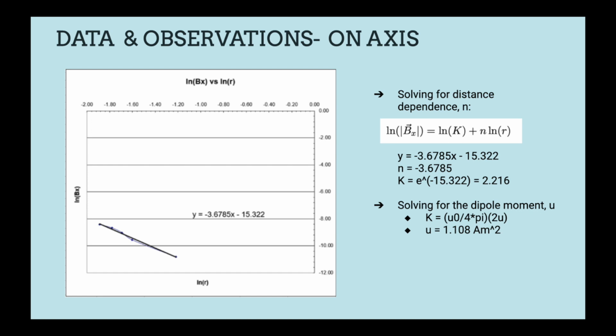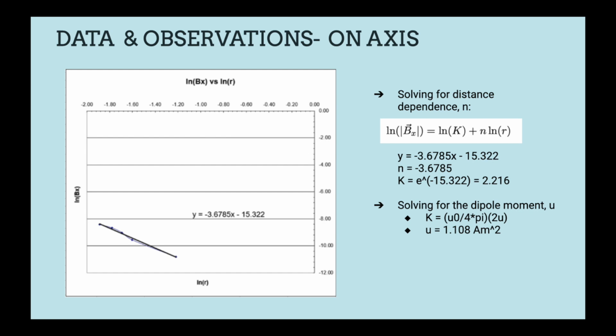With my k value, I can now calculate mu, the magnetic dipole moment. Since my magnet was on axis with my phone sensor, I used the equation k equals mu naught over 4 pi multiplied by 2 mu. Solving for mu got me the value of 1.108.